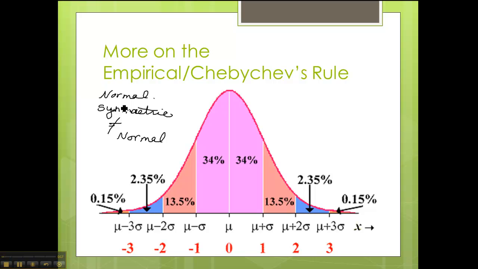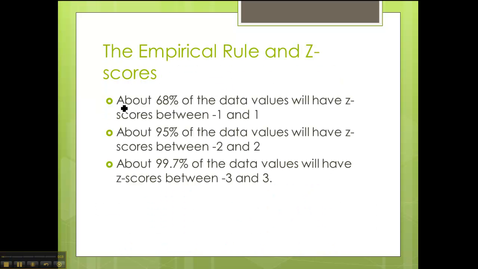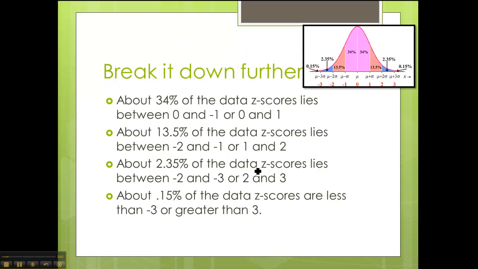So let's continue and talk about the empirical rule in terms of z-scores. About 68% of the data values will have z-scores between -1 and 1. About 95% of the data values will have z-scores between -2 and 2. And about 99.7% of the data values will have z-scores between -3 and 3. Okay? So that's a way of thinking about the 68, 95, 99.7 rule in terms of z-scores.